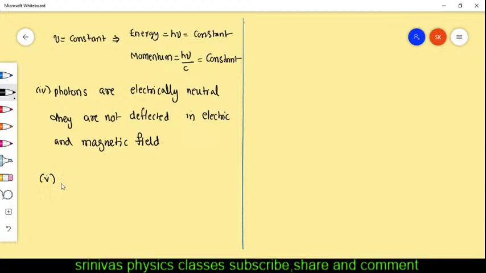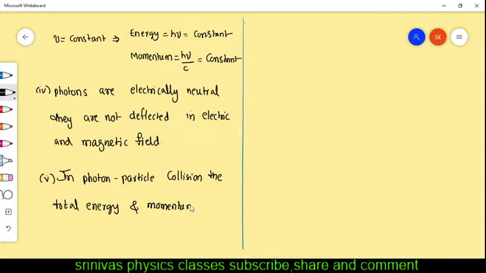The fifth point, the last point, I am going to explain. In photon particle collision, the total energy and momentum are conserved.